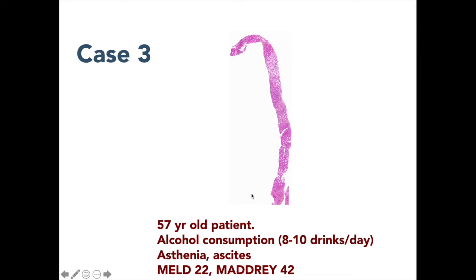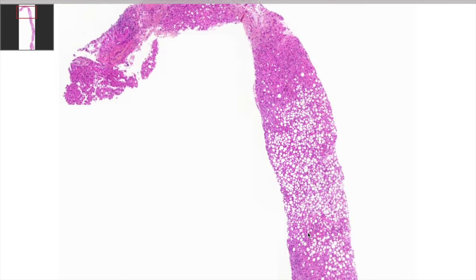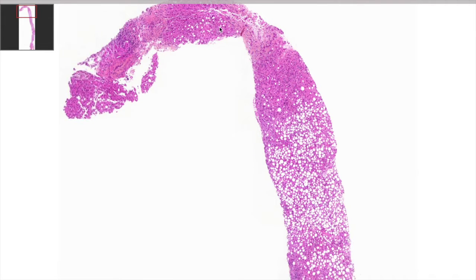We will now go to the slide. So let's have a look at the biopsy specimen. We will just have a quick look at low magnification. So you have here fibrous tract, and here some hepatocytic nodules.